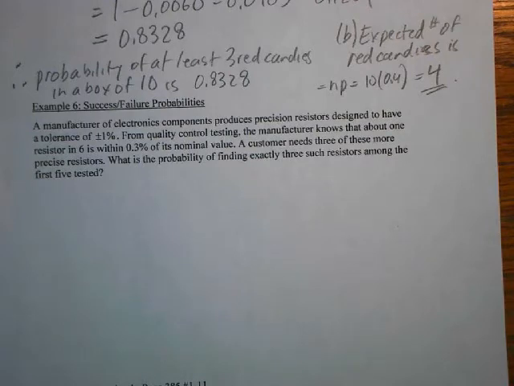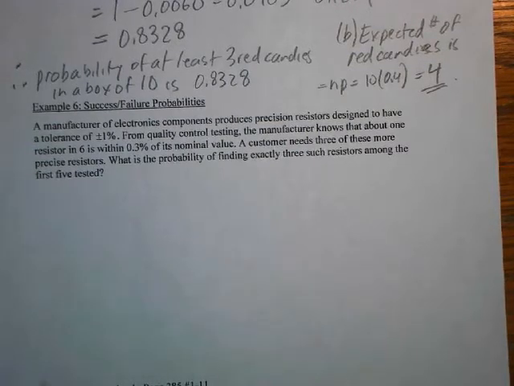From quality control testing, the manufacturer knows that about 1 resistor in 6 is within 0.3% of its nominal value. A customer needs 3 of these more precise resistors. What's the probability of finding exactly 3 such resistors among the first 5 tested?